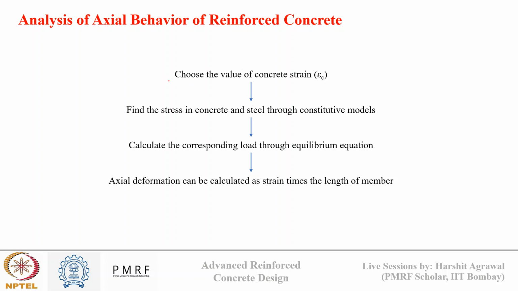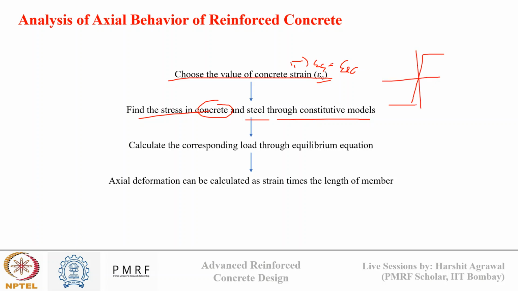Initially, we'll choose a value of concrete strain. This strain will be the same as the strain in steel and in the entire reinforced concrete system. At that strain value, I'll find the stress in concrete and steel through constitutive models. For concrete, the model depends upon the grade of concrete. For steel, we use a linear stress strain profile, which we'll stick to in this session.